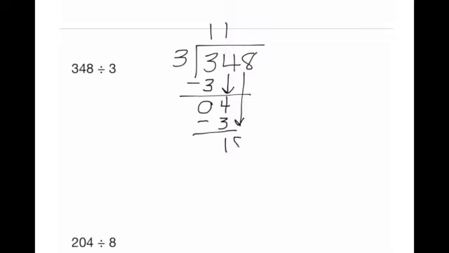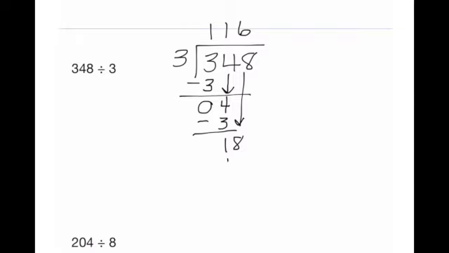A lot of people don't like to put the arrows. I like to put the arrows because, once again, we've got a lot on our minds. We might forget to bring down a number. Or we might forget that we already brought down that number. So to make sure we don't get anything confused, we bring down an arrow every single time we bring a number down. So now 3 goes into 18 exactly 6 times.